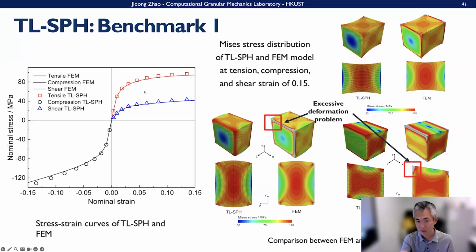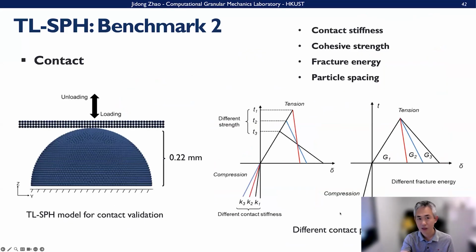The curves fit each other quite well, and the deformation patterns are pretty much similar. But in our SPH simulations, the deformation at the corner is relatively smooth, whereas in FEM we observe quite excessive deformation because the deformation is large, and you get FEM mesh distortion shown in the samples.